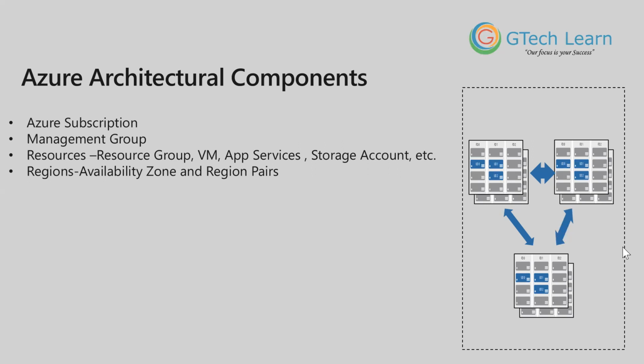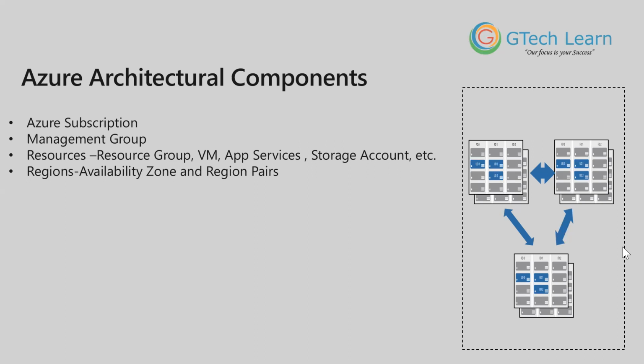After that, there are resources. Whatever services given by Azure you want to use come under resources. There are resource group, virtual machine, app services, storage account, etc. The first one is resource group. If you want to deploy a virtual machine or something like that, firstly, you need to create a resource group. Under a resource group, you can create a virtual machine, VNet, VPN, storage account. Everything will be deployed under a particular group. That group is called a resource group.